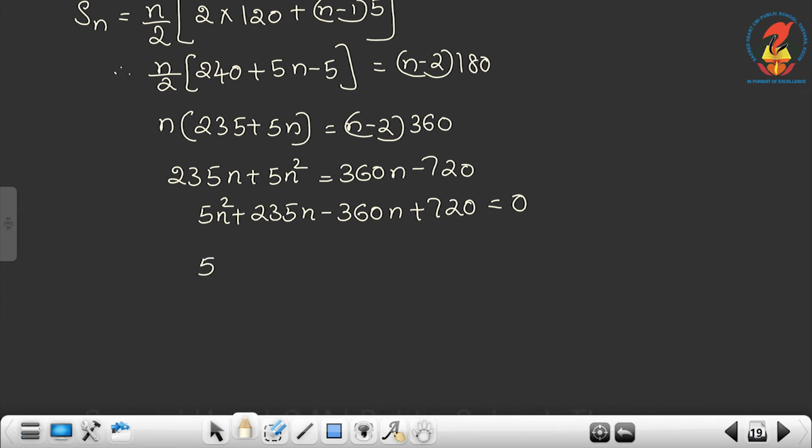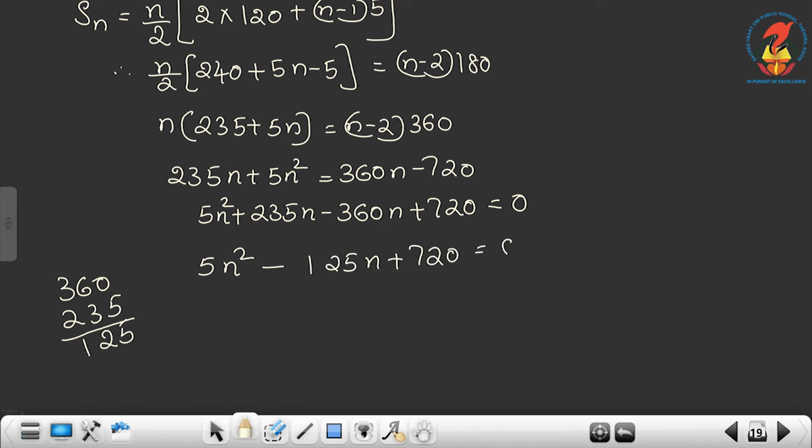Again 5n square, 360 minus 235 is 125, 125n plus 720. So, we can divide by 5 to get 25n, 1 5 is 5, then 22, 4, again 20. Now, splitting the middle term, factorize.